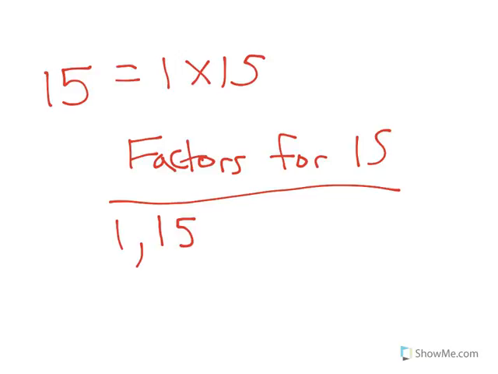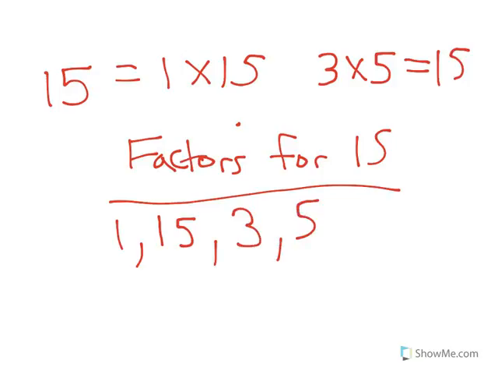And if you think about it, you might be able to even find the other factors. And the other factors in this case are going to be 3 and 5, because 3 times 5 equals 15 also. So if we were to list them, those are all the factors of the number 15.